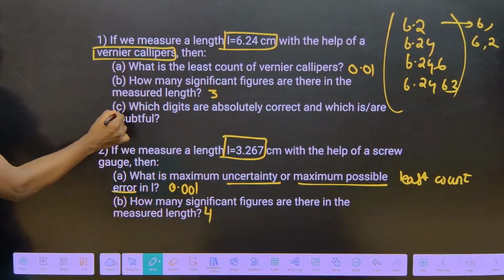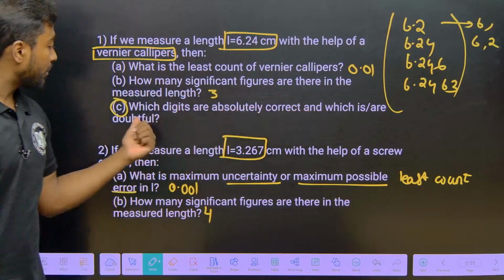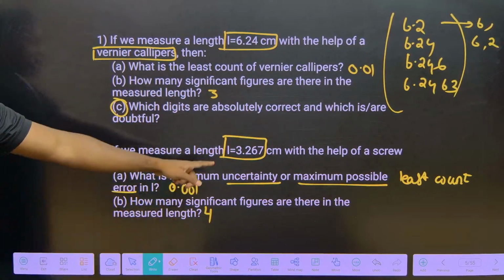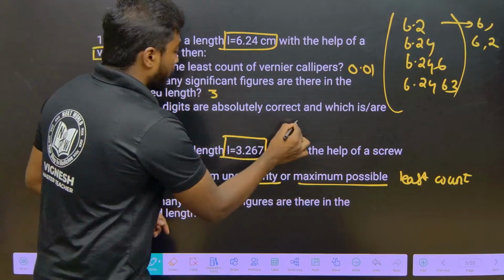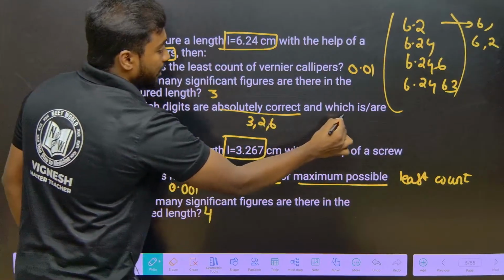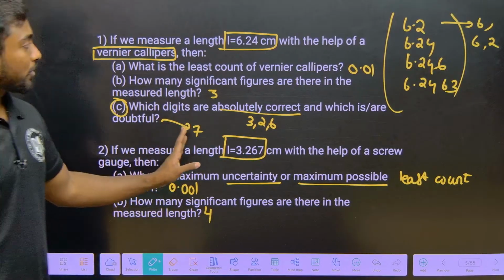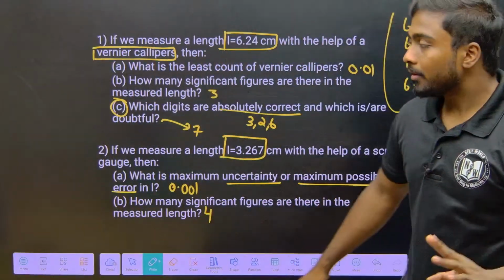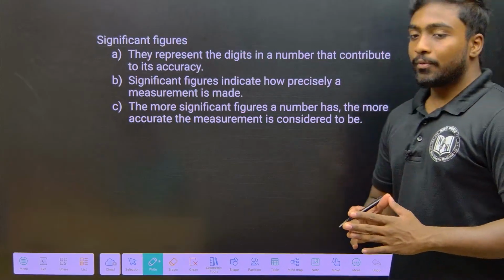So similarly, the third question is, which digits are absolutely correct and which is absolutely doubtful in this? 3, 2, 6 are correct. So okay, the absolutely correct ones are 3, 2, 6. 7 is doubtful. Okay. So this is the starting example for the measurements. Now we will see what a significant figure is.